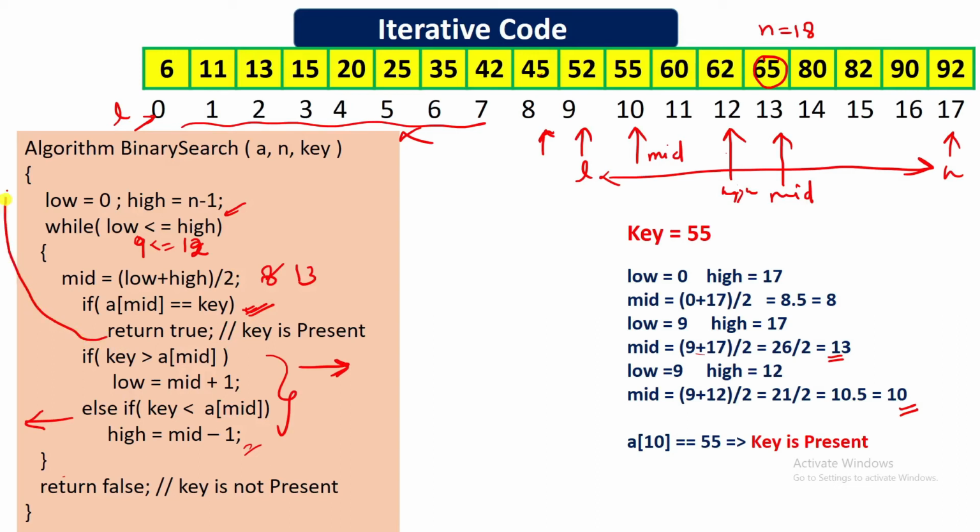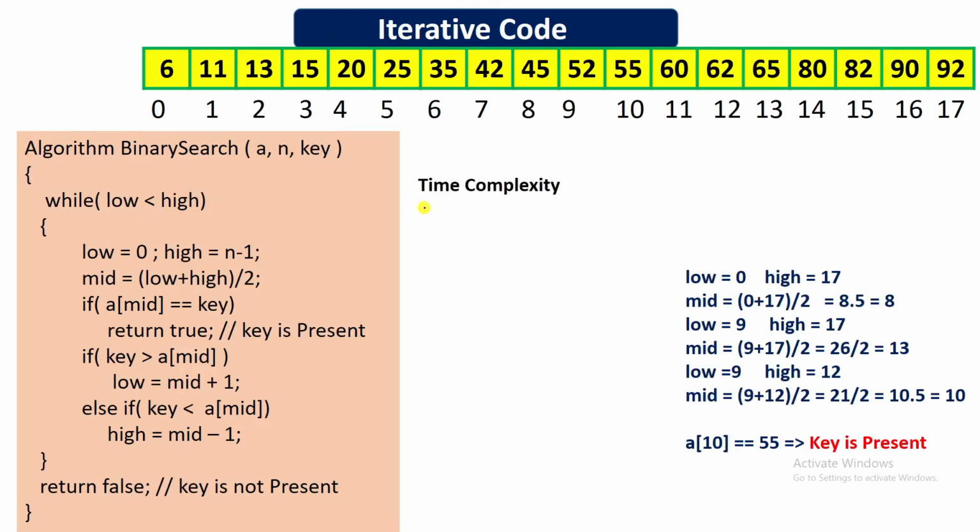Now my algorithm returns to the main function, which called the binary search, and main will say your key is present. I hope you have understood how this binary search algorithm works. Now at last, let's find the time complexity and the space complexity for this binary search iterative code.